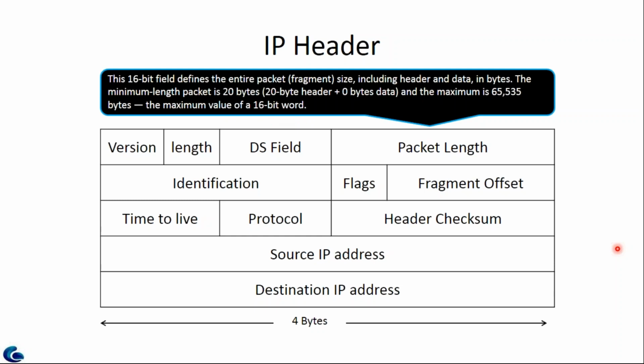Then comes the packet length. This is a 16-bit value for the entire packet. This is not the length of the header, whereas the previous one was the length of the header. Now this is the entire packet. It defines the entire packet including its header and data in bytes. The maximum can be about 65,535 bytes, which is the maximum value of a 16-bit word. So that's the length.